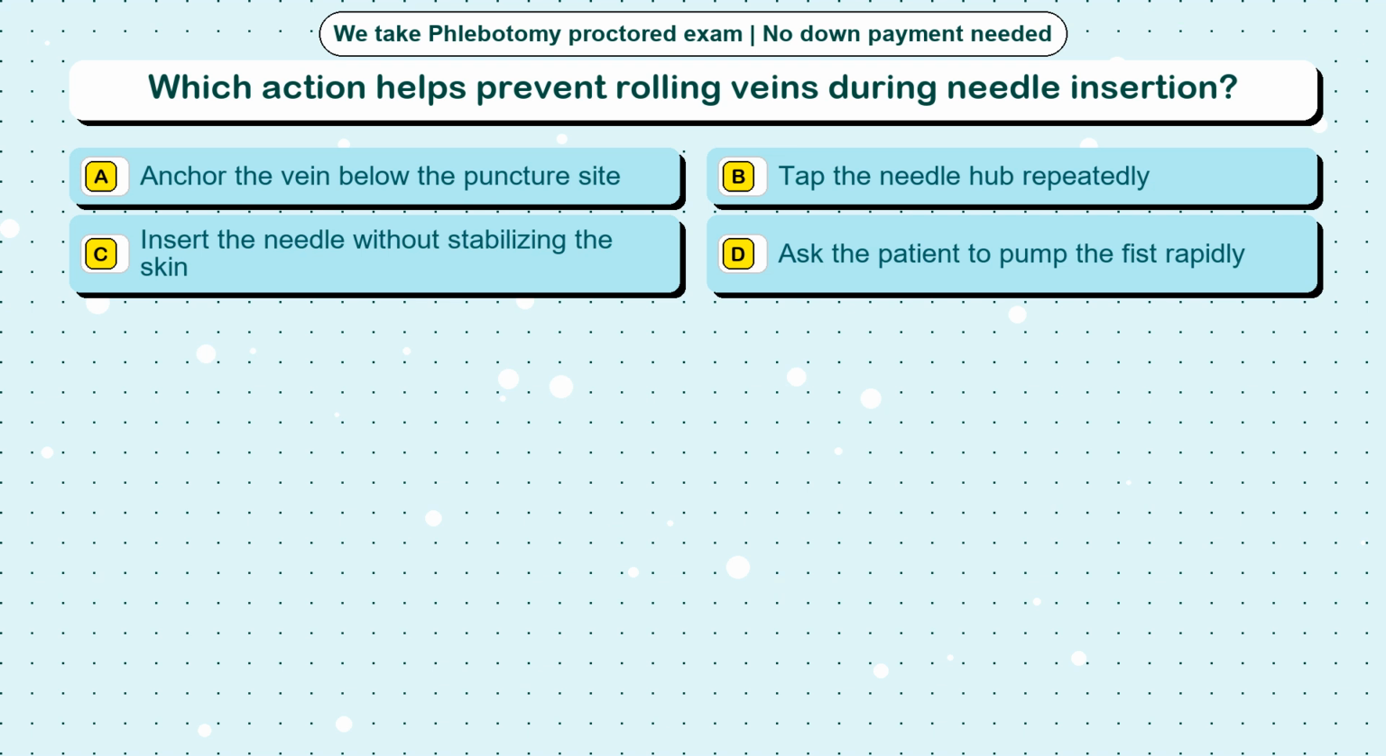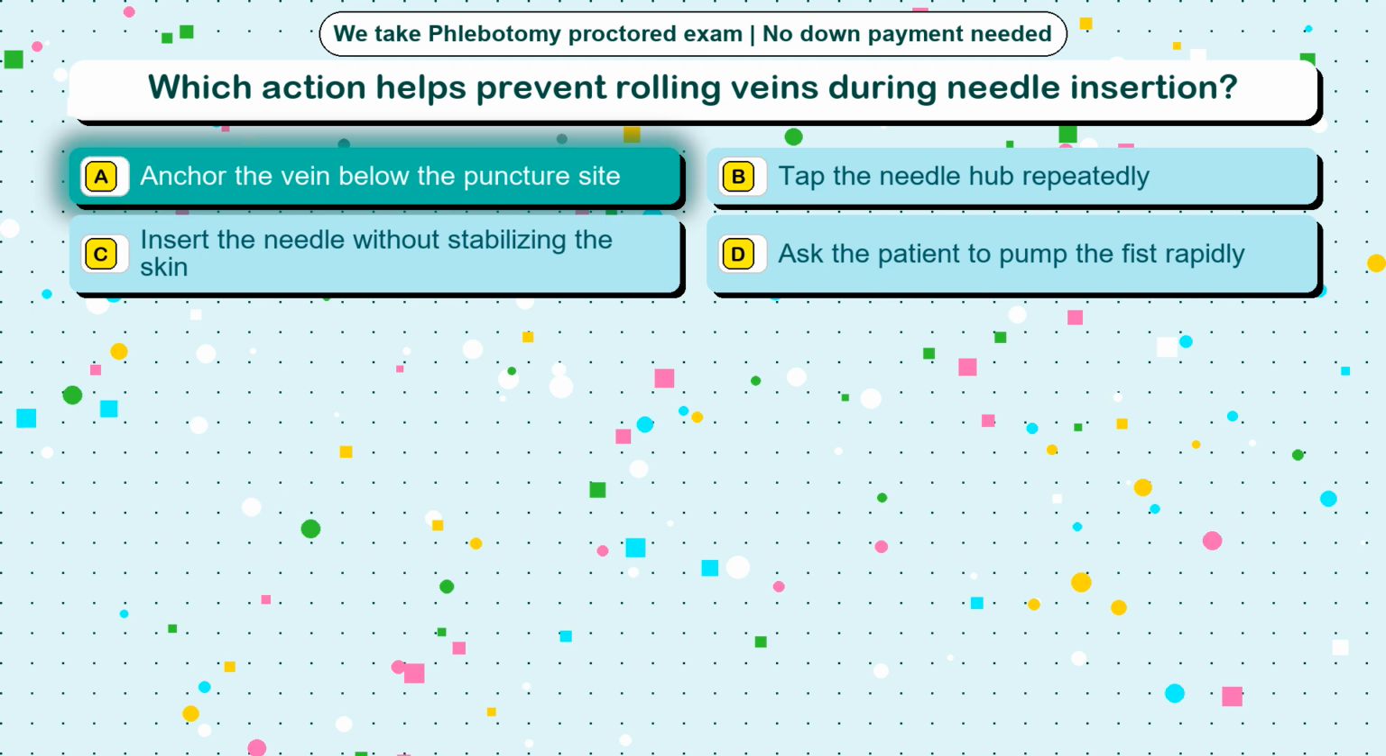Question 100. Which action helps prevent rolling veins during needle insertion? Option A. Anchor the vein below the puncture site. Option B. Tap the needle hub repeatedly. Option C. Insert the needle without stabilizing the skin. Option D. Ask the patient to pump the fist rapidly.